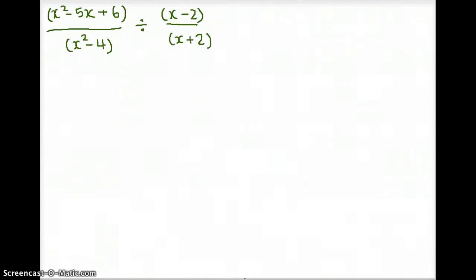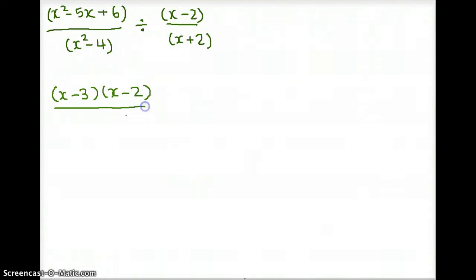So moving on to the next question. Okay. So the first thing we have to do is to simplify everything. So we're going to factor this part, x squared minus 5x plus 6. We get x minus 3 times x minus 2.